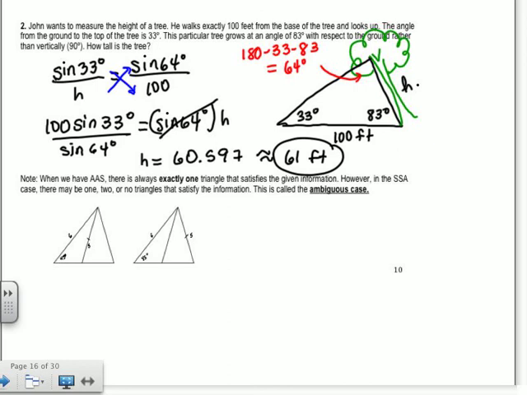In these real life problems, you can round. You don't have to say 60.597 feet tall. Like, that's kind of weird.